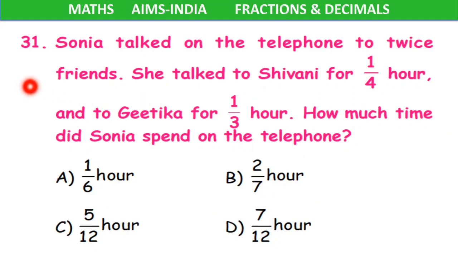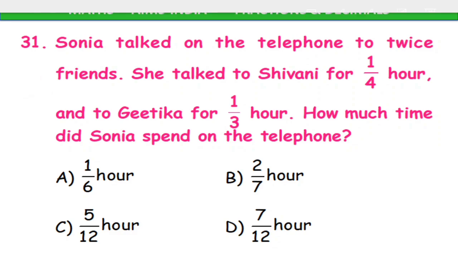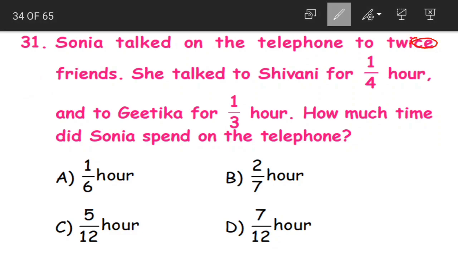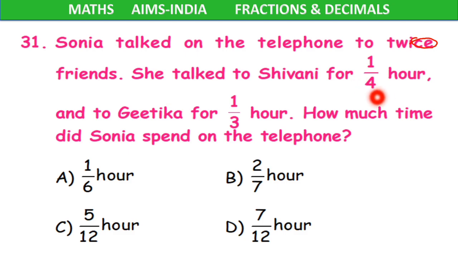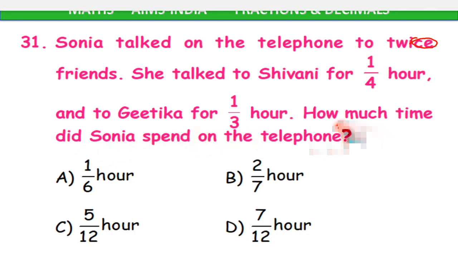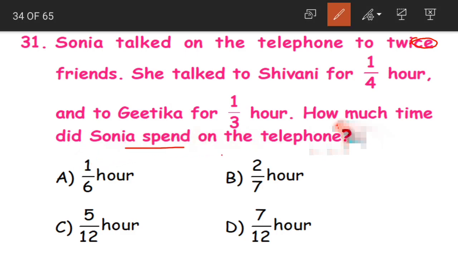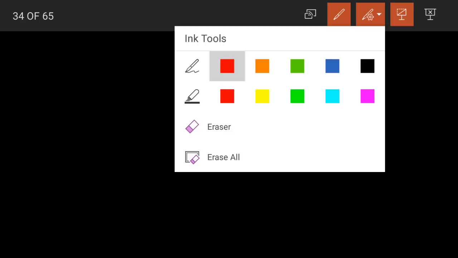And coming to the last question for today, question number 31. Sonia talked on the telephone to 2 friends. It's 2 friends. Okay. She talked to Shivani for 1/4 hour and to Geetika for 1/3 hour. How much time did Sonia spend on the telephone? A simple question, children. What should we do? We should add both the times. Yes, first she talked for 1/4 hour and then she talked for 1/3 hour.